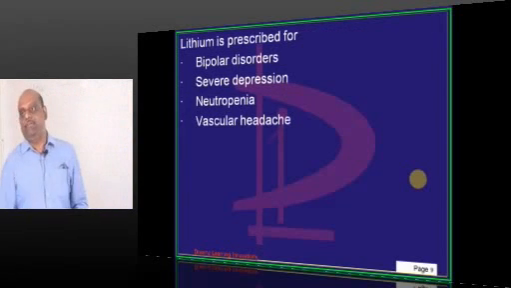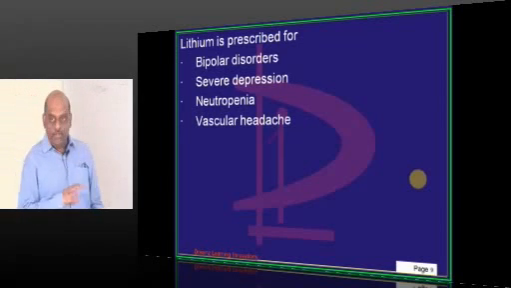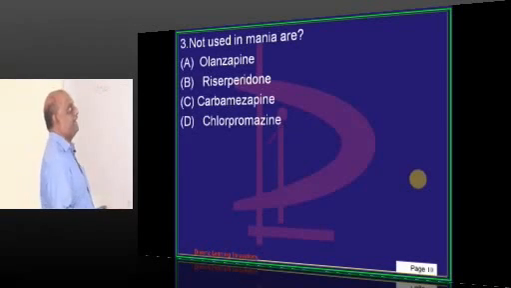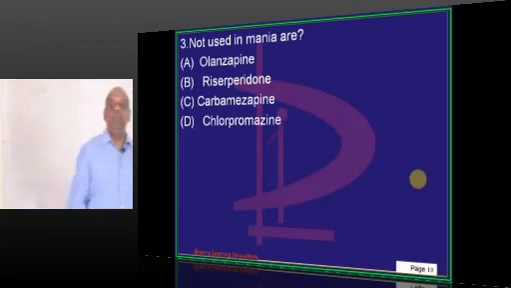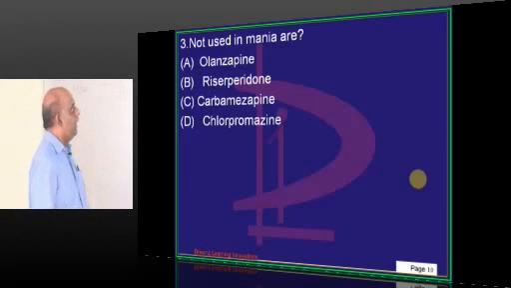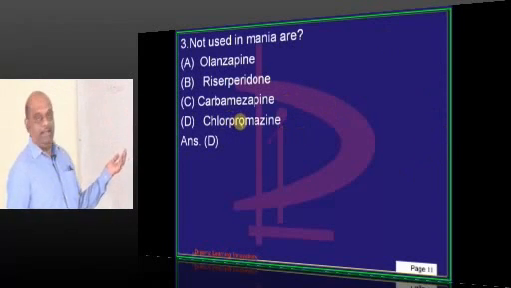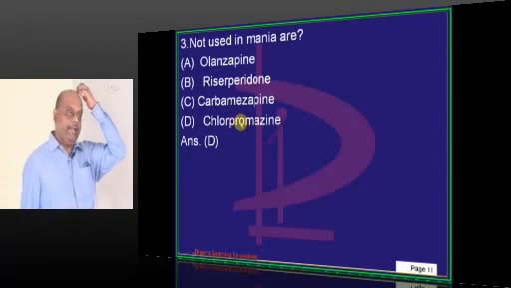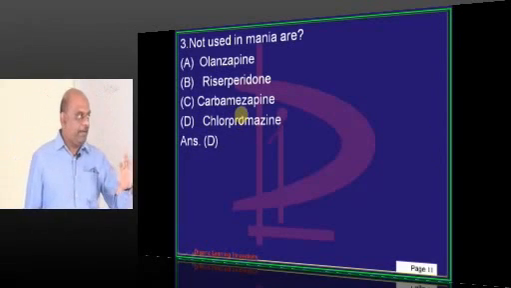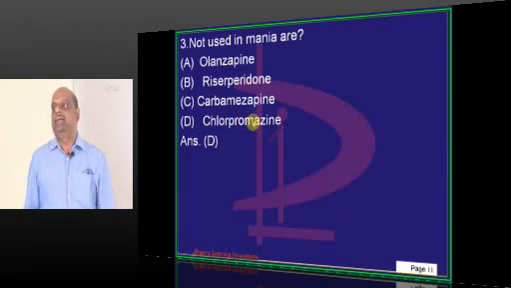So lithium is prescribed for what? For severe depression, bipolar disorders, neutropenia, vascular headache, etc. Now, in mania, what are the various drugs that we use? Typically we can use carbamazepine in manic depression. There are some drugs which are used as a prophylaxis to prevent the episodes.